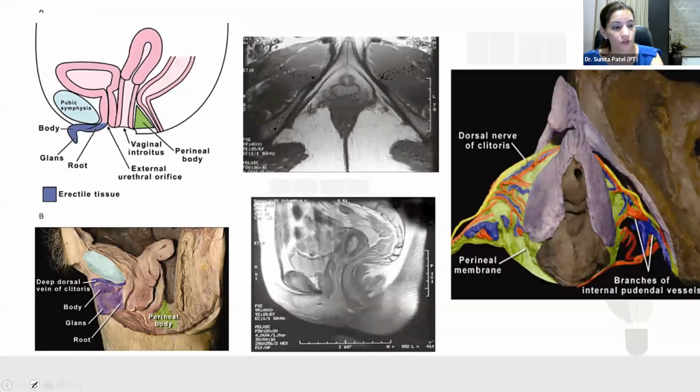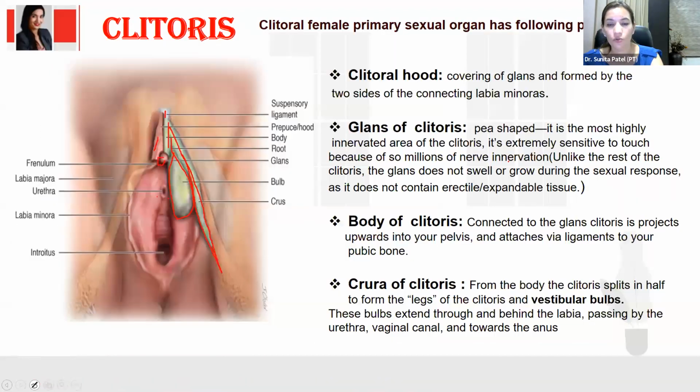This is a beautiful picture. Now, I want to take you through this. The clitoral hood is a covering of the glans, formed by the two sides of the connecting labia minora. So that's the extension of the labia minora erectile tissue. The clitoral hood is going to go for erection or movement whenever a female is going to have sexual arousal or activities.